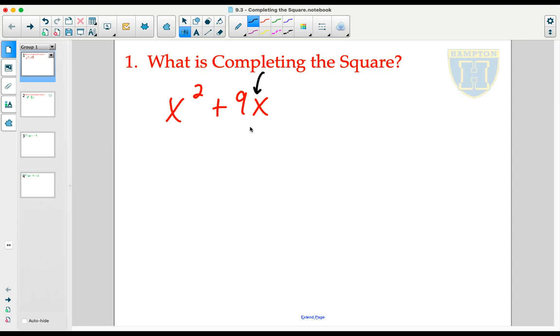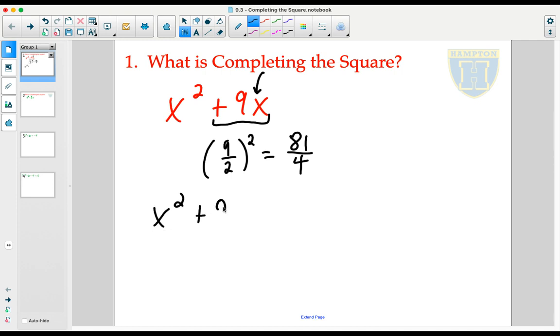We take this coefficient, in this case the b, and in this case a 9, and we divide that coefficient by 2. After we divide that coefficient by 2, we then square that coefficient to create the term that will be added to the end of the expression in order to complete the square. X squared plus 9x plus 81 over 4.